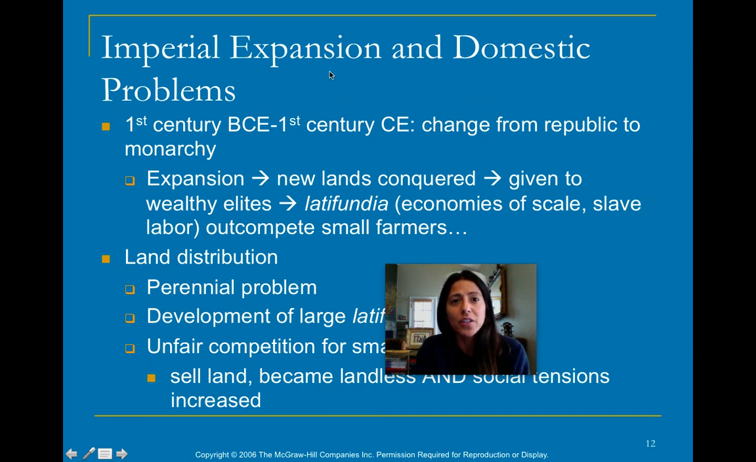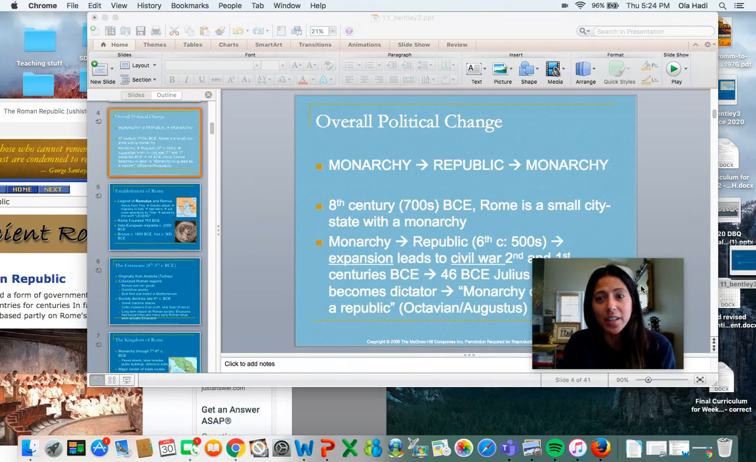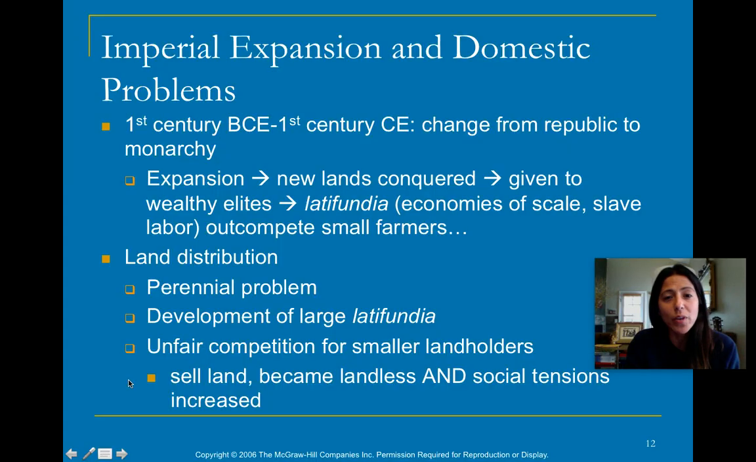Now, you might think imperial expansion sounds awesome. That's going to be really good for Rome, isn't it? Well, in some ways, yes, and in some ways, no, because it's going to exacerbate, that means make worse, social tensions. See, between the 1st century BCE and the 1st century CE, eventually Rome's going to change from a republic to a monarchy because of the problems with expansion.